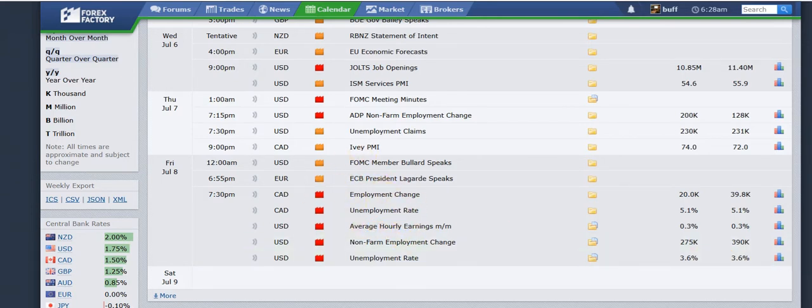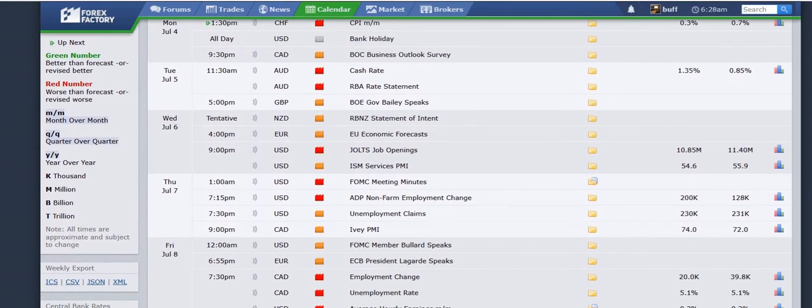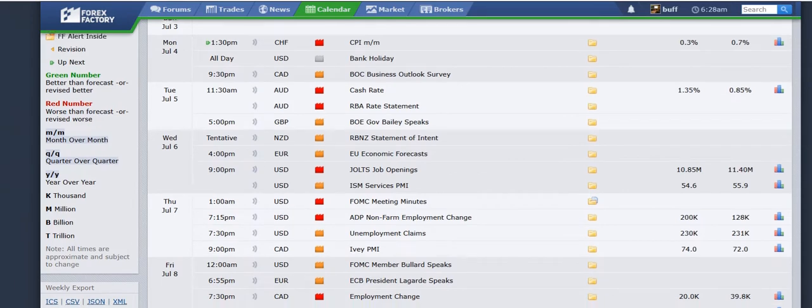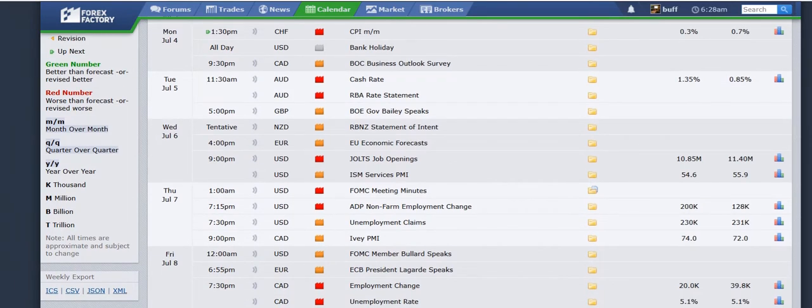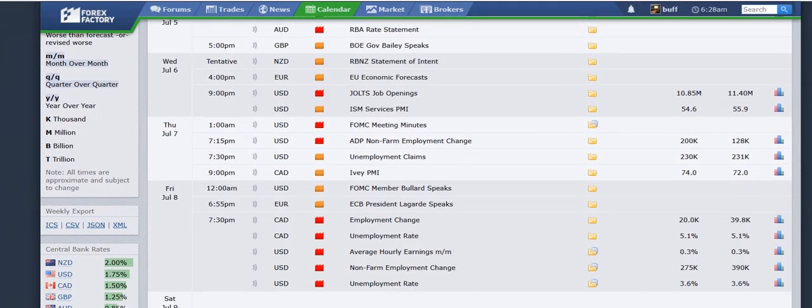So that's for the news ahead. It's a pretty steady, busy week. Starts off pretty quiet, but it picks up quickly with Tuesday interest rates out of Australia, then the big employment numbers out of US and Canada on Friday.